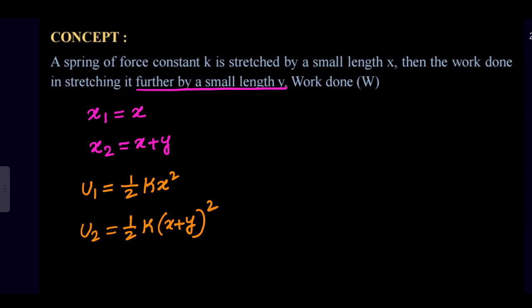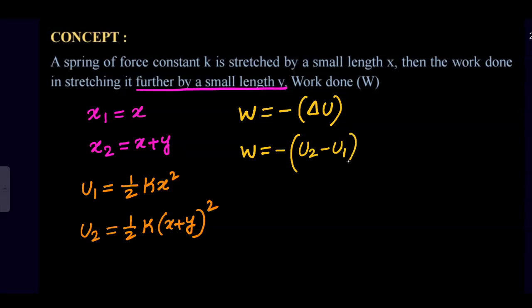So what is the work done? Work done is minus of the change in potential energy. So work done is equal to minus of final potential energy minus initial potential energy, which is given as U2 minus U1. So W equals minus of 1 by 2 k into (x plus y) whole square minus 1 by 2 k into x square.